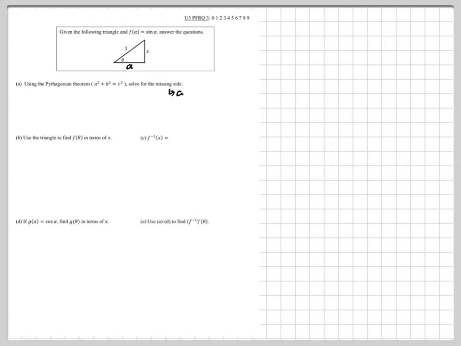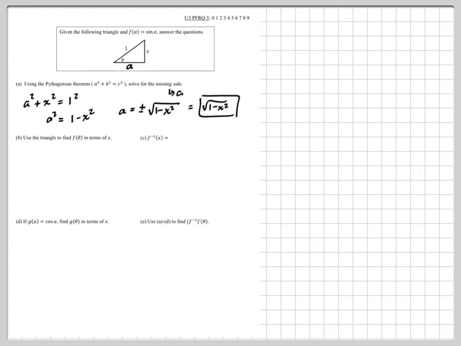Okay, for the first question, it says use the Pythagorean theorem to find the missing side. I'm going to label my missing side A. So I'm going to set up my Pythagorean theorem and get the A alone. And after I get the A alone, I see I got plus or minus. But guys, this is geometry. You don't have a negative side. That doesn't make sense unless you're in a Cartesian plane, and we're not. So we only have a positive square root of 1 minus x squared.